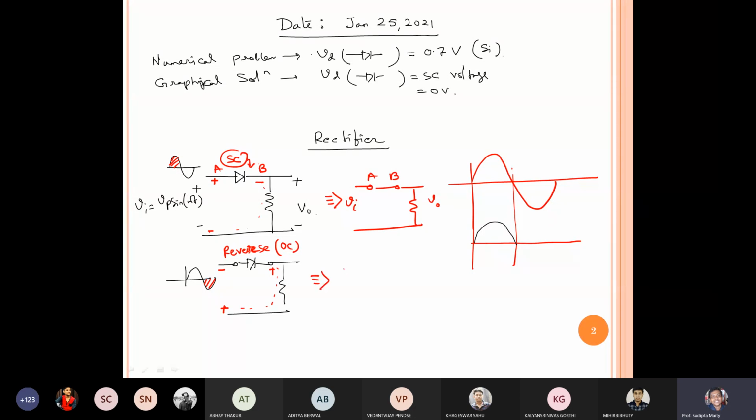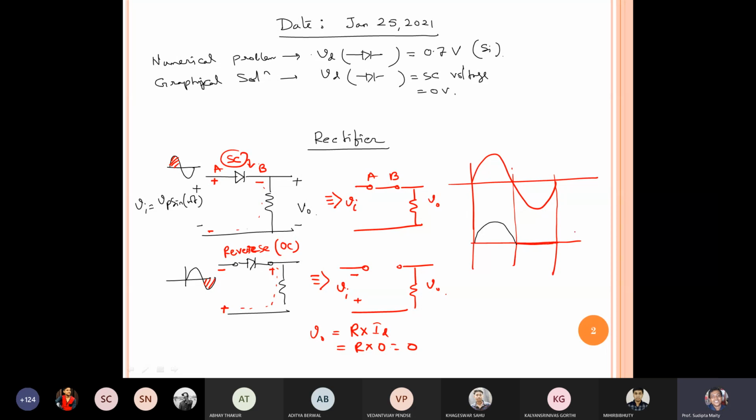So the equivalent circuit is this: it is my V in, that is minus, that is positive, and it is my V naught. In this case I will not get any current. What will be the value of the voltage V naught? V naught is the voltage across the resistance, resistance into current ID, that means R into 0, that means 0. So I get only voltage in this way.